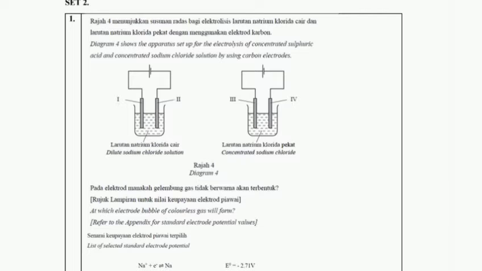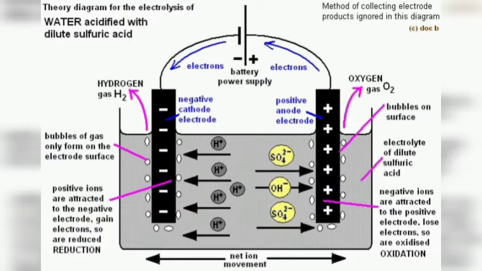My answer is electrodes 2 and 4. This is because, as for the concentrated sulfuric acid solution, the negative ions, which are SO4 2- and OH-, are attracted to the positive electrode. They will lose electrons, so they will be oxidized. The electrons will move from the positive anode electrode to the negative cathode electrode.